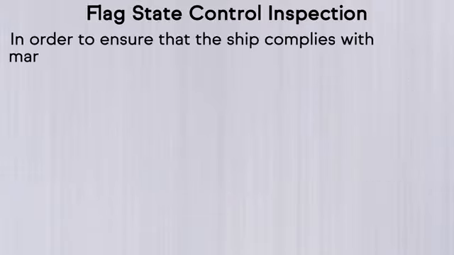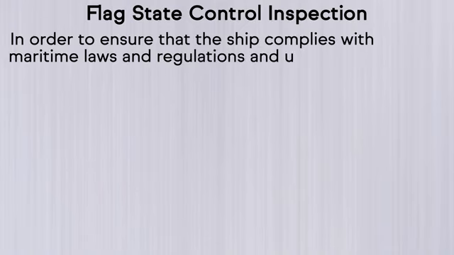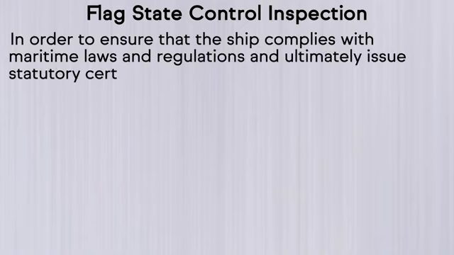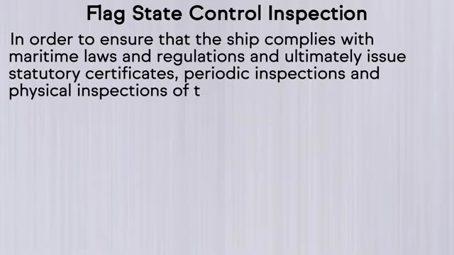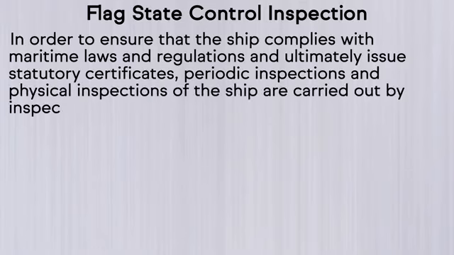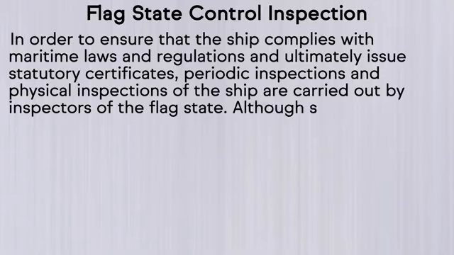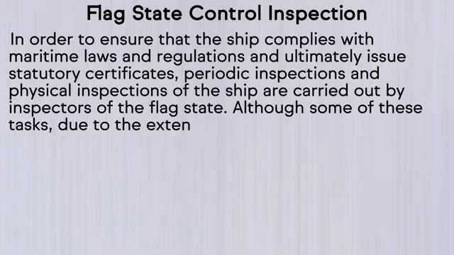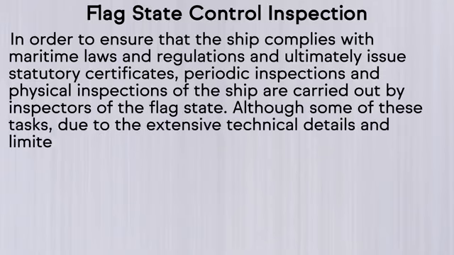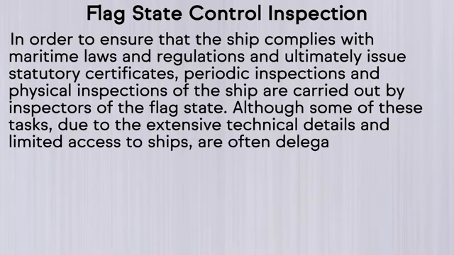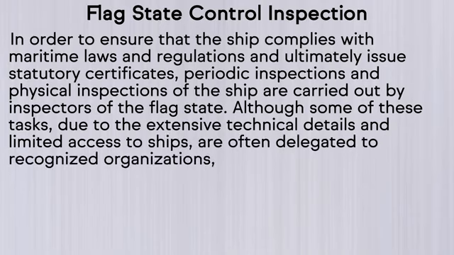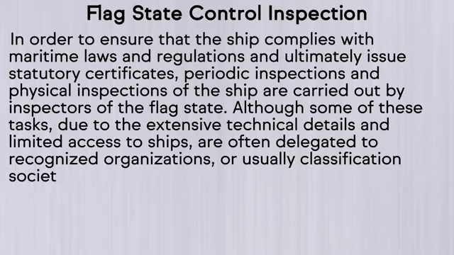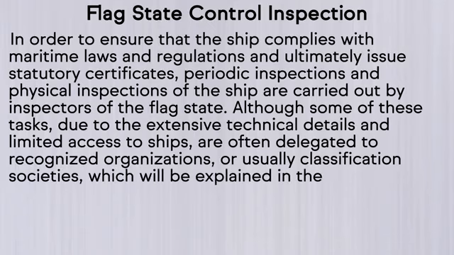In order to ensure that the ship complies with maritime laws and regulations and ultimately issue statutory certificates, periodic inspections and physical inspections of the ship are carried out by inspectors of the flag state. Although some of these tasks, due to the extensive technical details and limited access to ships, are often delegated to recognized organizations, usually classification societies, which will be explained in the following sections.